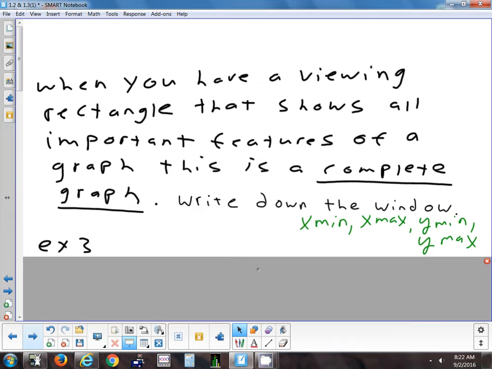The way I might give you a test question on that is I'll give you a couple graphs and ask you to graph them. And I'll give you 4 different choices of windows, and I'll ask which one is a complete graph, which one shows me all the important characteristics of what I'm trying to see.